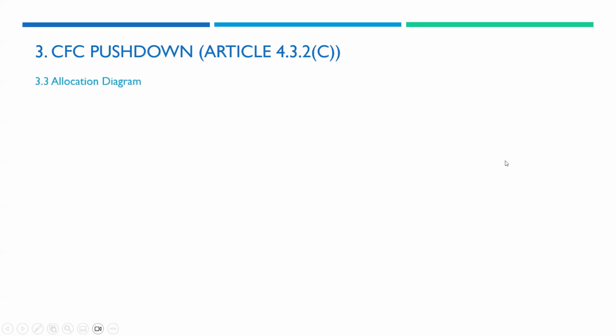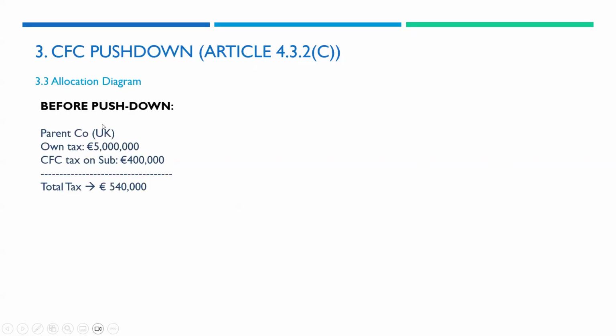Let's do an example. So let's say that before push down, the parent company is in UK. Its own tax is 5 million, but out of which 400,000 relates to CFC tax on subsidiary. So the total tax that is there in my current account or current tax expense is 5.4 million. Apologies for the slip.